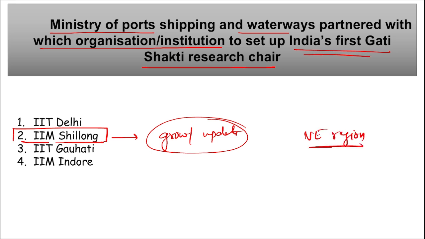So this India's first Gati Shakti Research Chair will be set up in Shillong, Meghalaya, in IIM Shillong, and for which Ministry of Port, Shipping and Waterways partnered with IIM Shillong. Correct? Then this chair will also aim to promote collaboration with global exports and support multimodal logistic research activities.